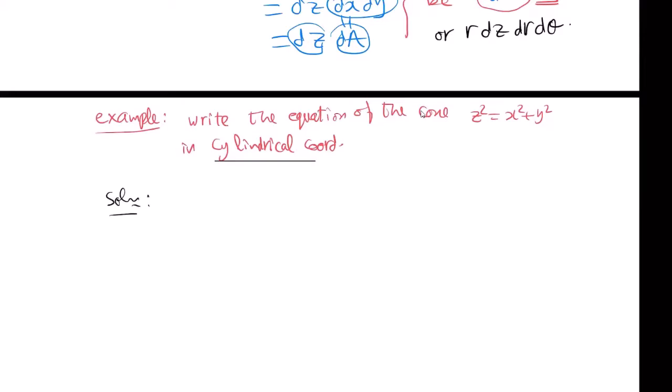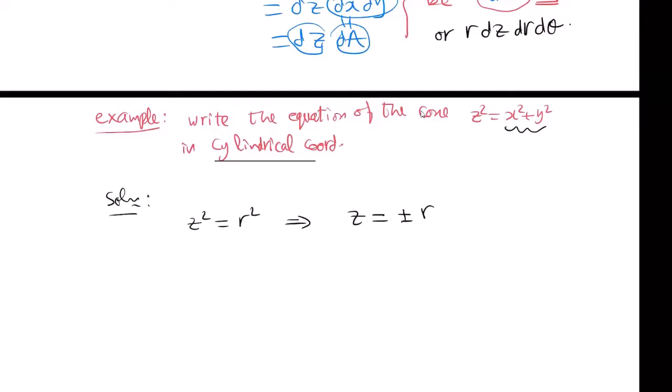In cylindrical coordinates, Z stays Z. What will be changed? X and Y. You can substitute r cosine theta and r sine theta, or if you know the result, you can write r square instead of x square plus y square directly. You need to know that. So it's z square equals r square. That's it. Which can be simplified to give z equals plus or minus r.